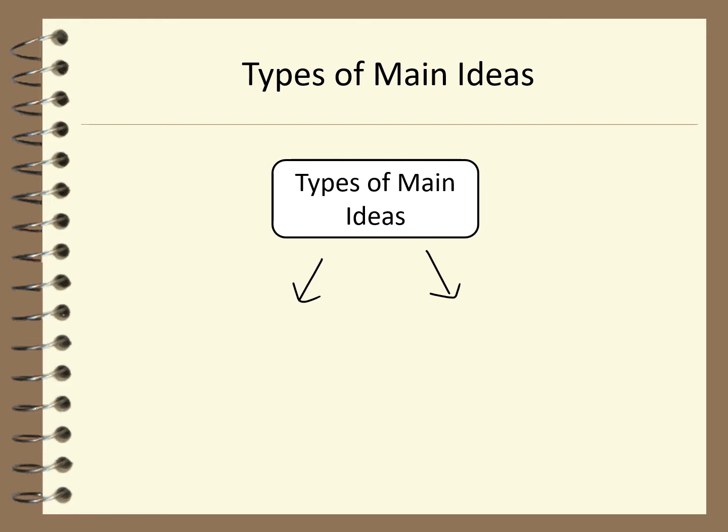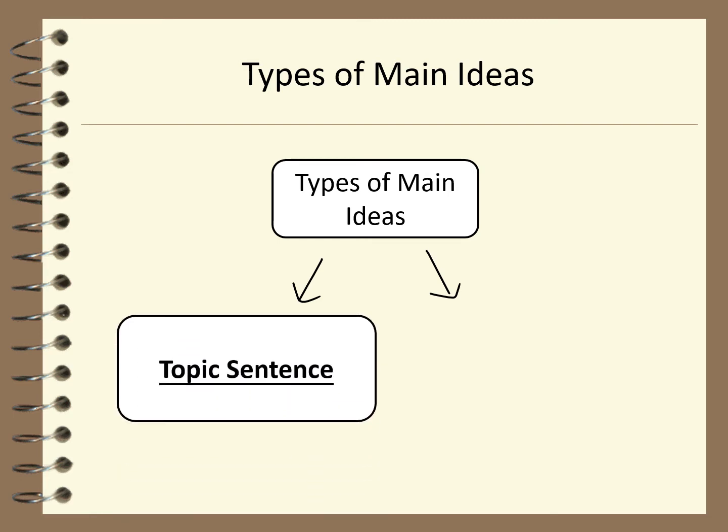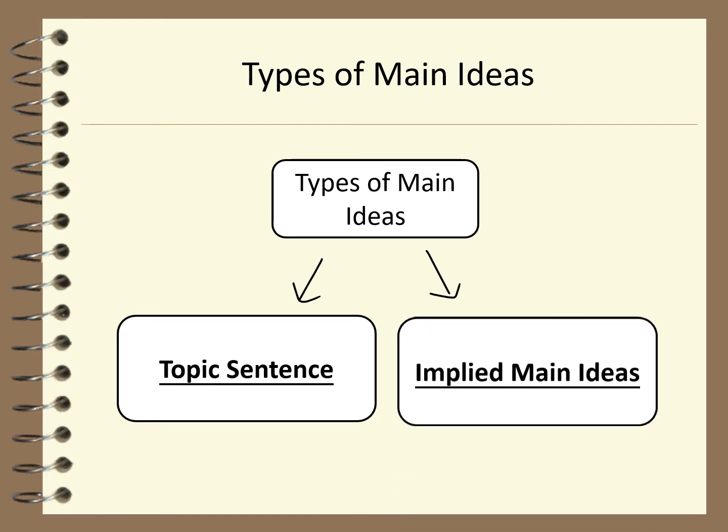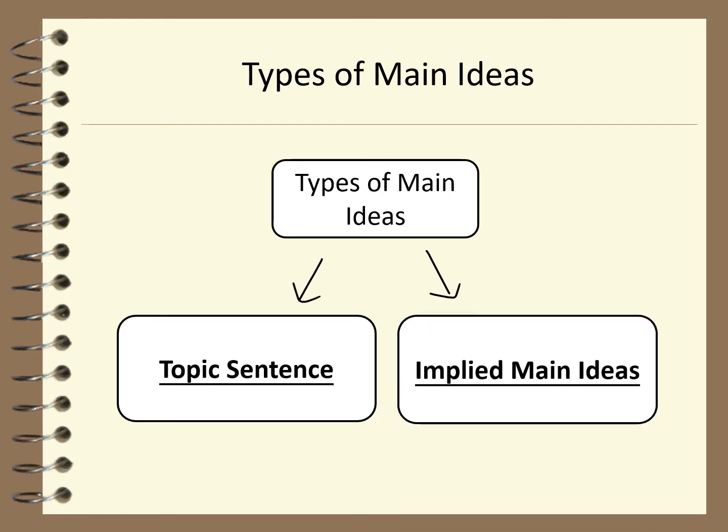Now, let's try to look at the types of main ideas. Basically, there are two types of main ideas. One is called topic sentence, and another one is called implied main idea.